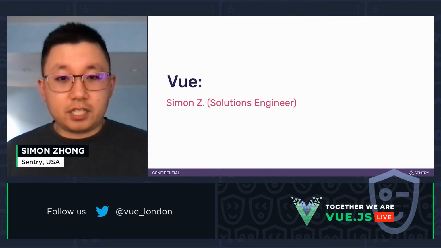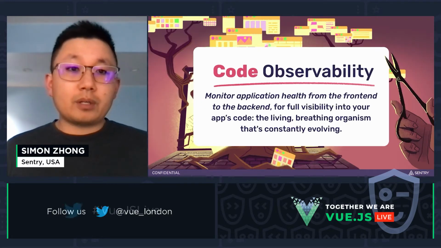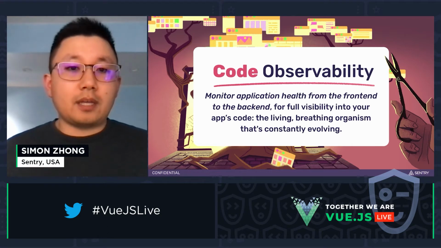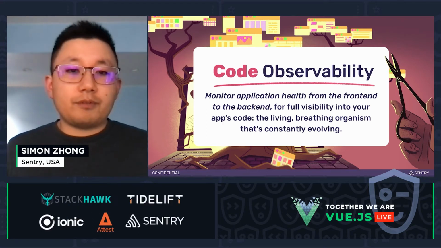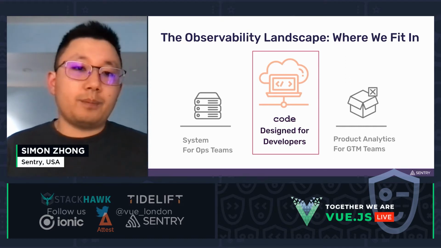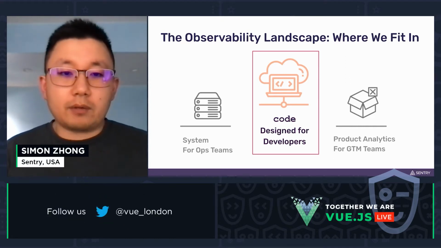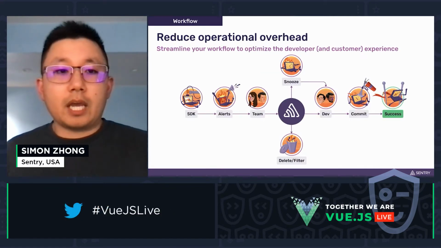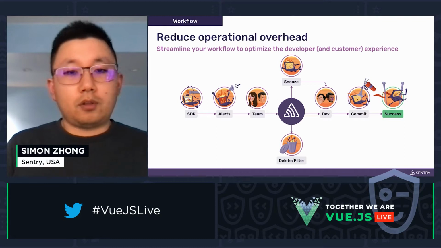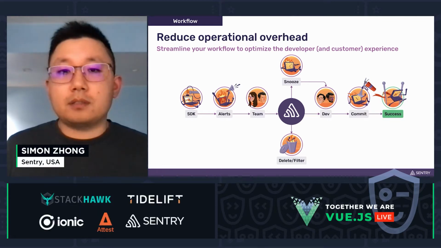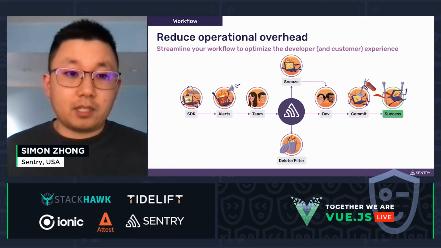I'm a solutions engineer at Sentry. What we focus on is code observability. With Sentry, you can understand the health of your application from the front end to the back end. Sentry is designed for all developers, meaning we support all major languages and frameworks, including Vue. With the Sentry SDK on your application, you can alert the necessary team members and enable your developers to optimize the developer and customer experience.